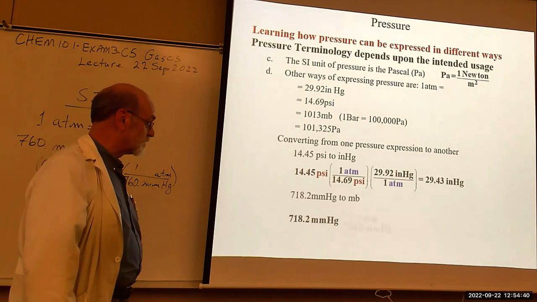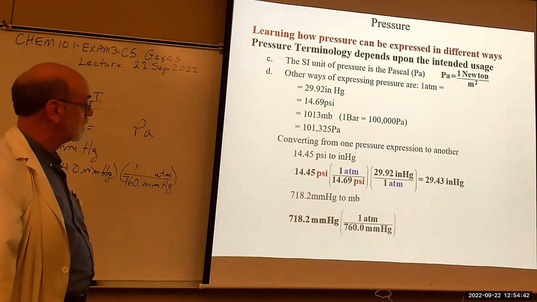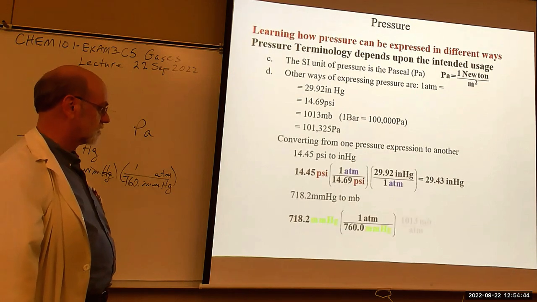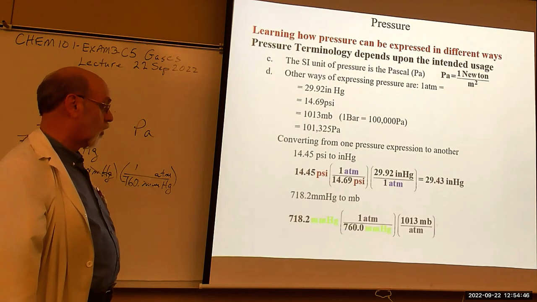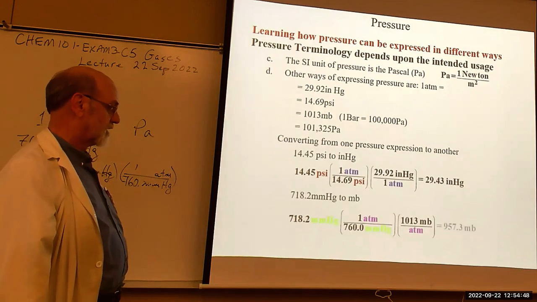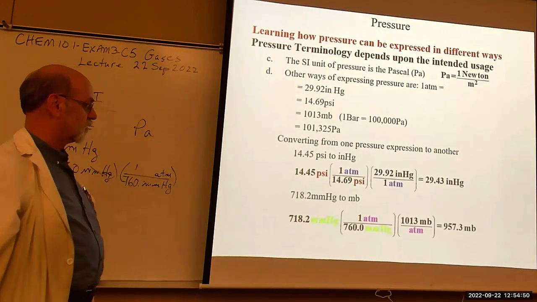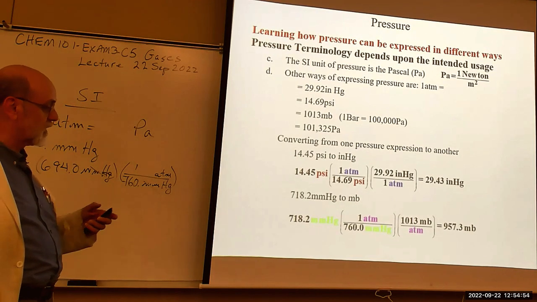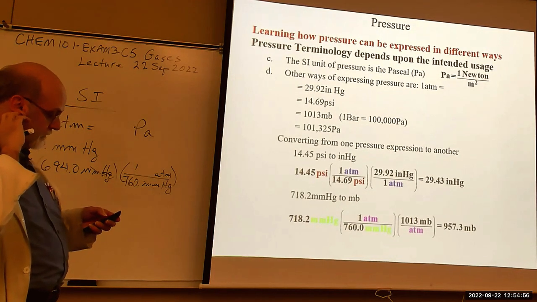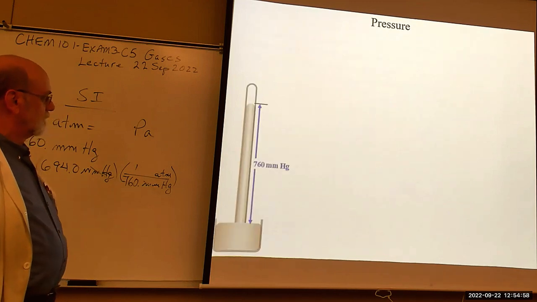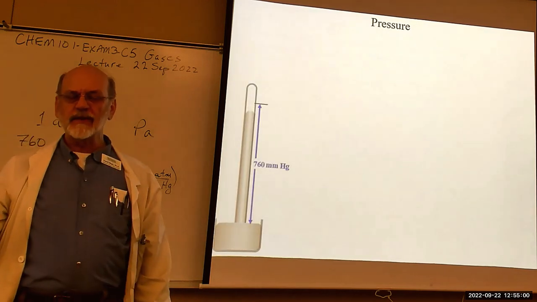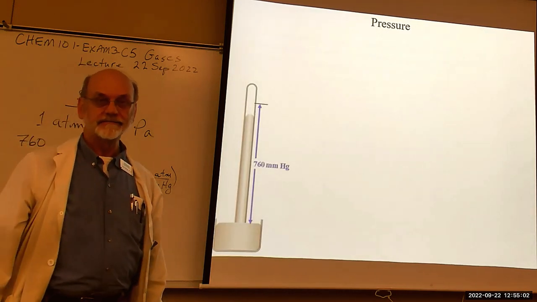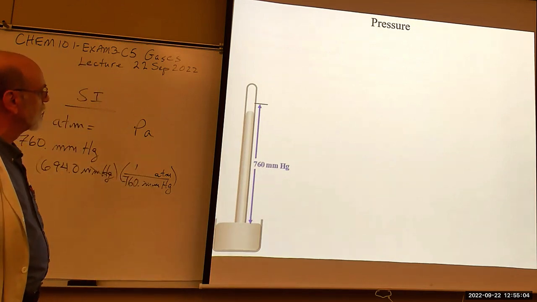Okay, we can convert this to millibars. You just need the right conversion factor or conversion factors. And there you have 953 millibars is equal to 718 millimeters of mercury. I think millibars is commonly used on weather maps.